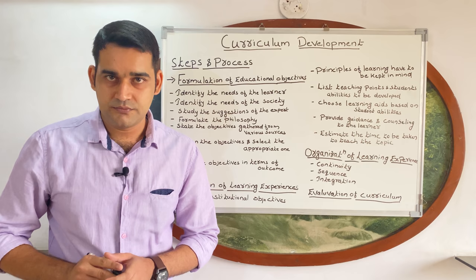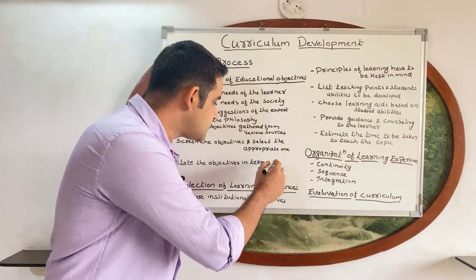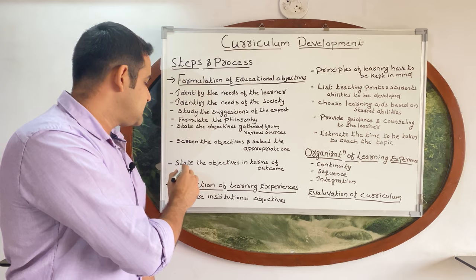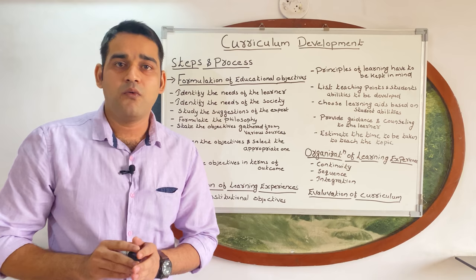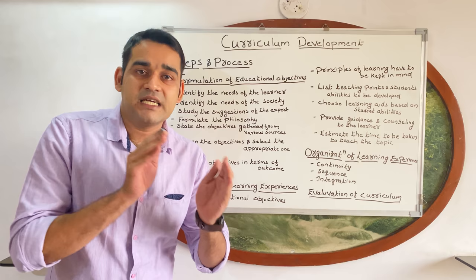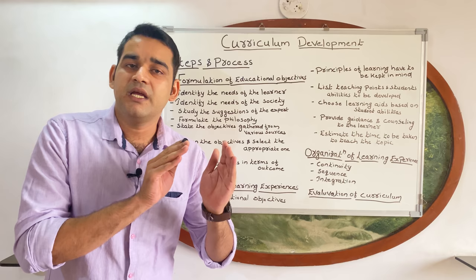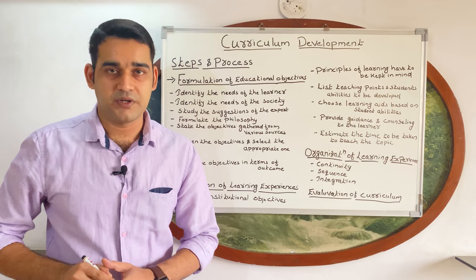Next one is to state the objectives in terms of outcome. The final step of formulation of educational objectives is to state the objectives in terms of outcome. Finally, you have to state the educational objectives in terms of outcome. Outcome means the benefits, or the behavioral changes that will occur in the students. What benefit are you going to get?